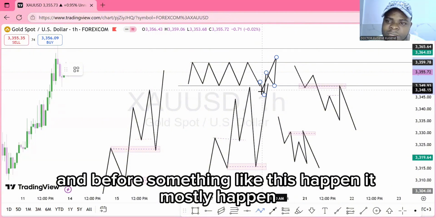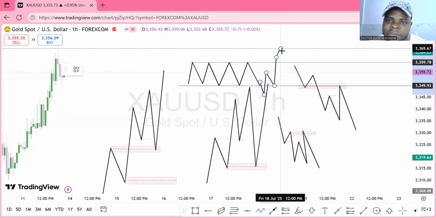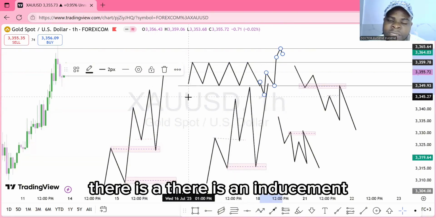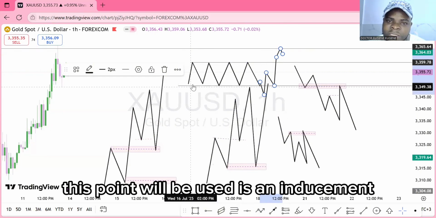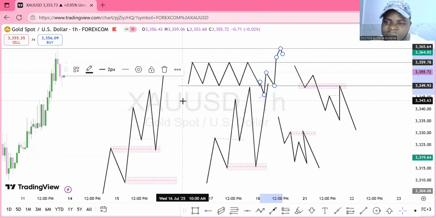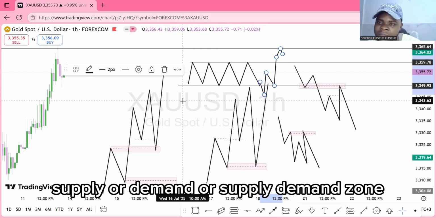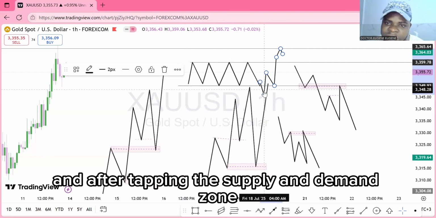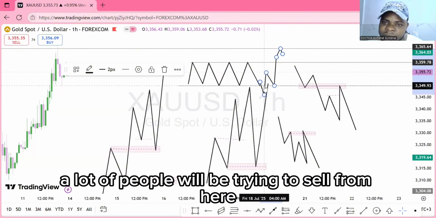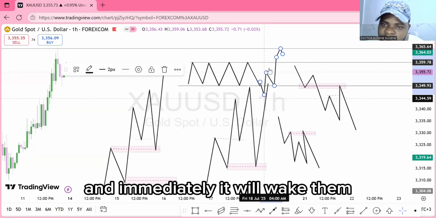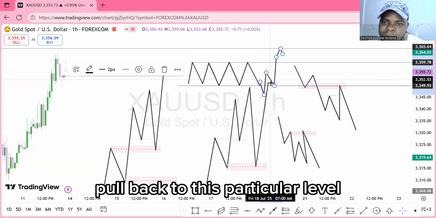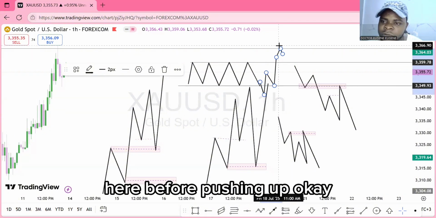And before something like this happens, it mostly happens at a level, a point where, if there is an inducement, this point will be used as an inducement, whereas this one is the one that will tap your supply or demand zone. And after tapping the supply and demand zone, by the time this point gets broken, a lot of people will be trying to sell from here, and immediately it will weak them, it will close inside and take all of them out. It pulls back to this particular level here before pushing up.